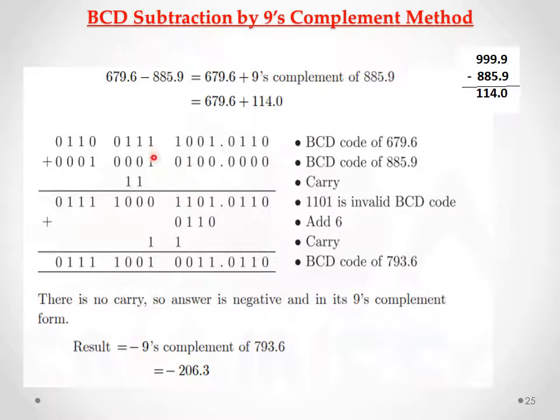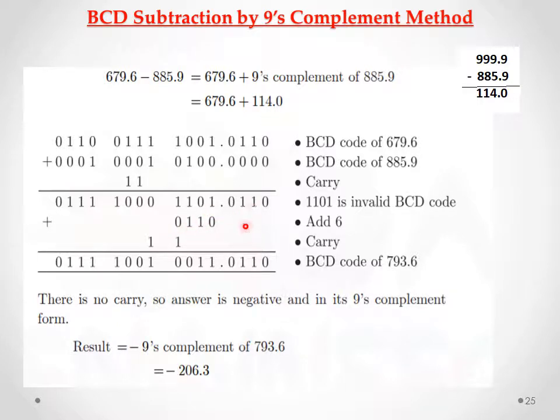Next to this point, 1 plus 1 is 0, then 1, 1 with the carry. 1 plus 1 is 0. Again carry is added with this point, so 1 plus 1 is 0 and the carry is here. Next is 0 plus 1 is 1 and 1 plus 0 is 1, 1 plus 0 is 1 and 0 plus 0 is 0. Now this combination is greater than 9. This is 13. So we are adding 6 to this combination.